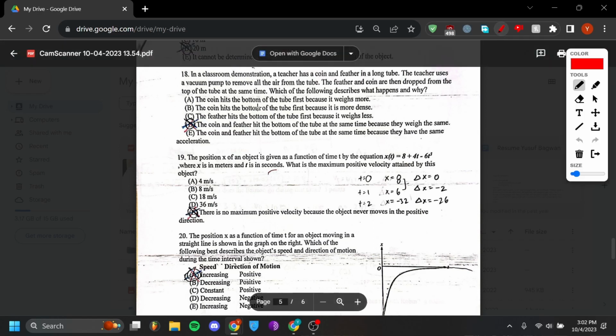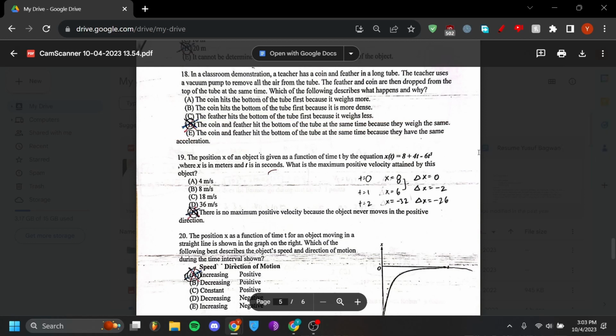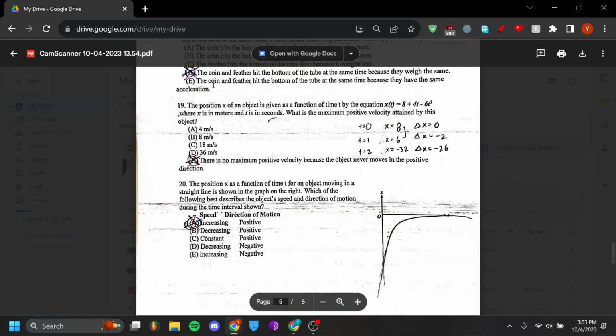Alright, this one, I know why I got this one wrong. I was being stupid. That's wrong. Because they do not weigh the same. There's no way. Come on. A vacuum pump does not remove the mass from a coin and a feather. It doesn't make their mass the same. It just makes the acceleration the same. Because there's no air in there. So it's going to be E. They hit the same at the same time because they have the same acceleration. It's E. Which is gravity. So it's E. It's like space because everything has the same. Anyway, alright, so it's E.